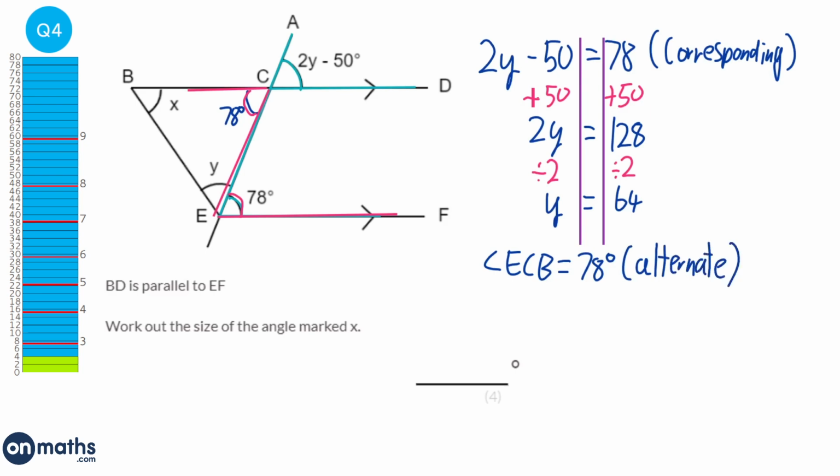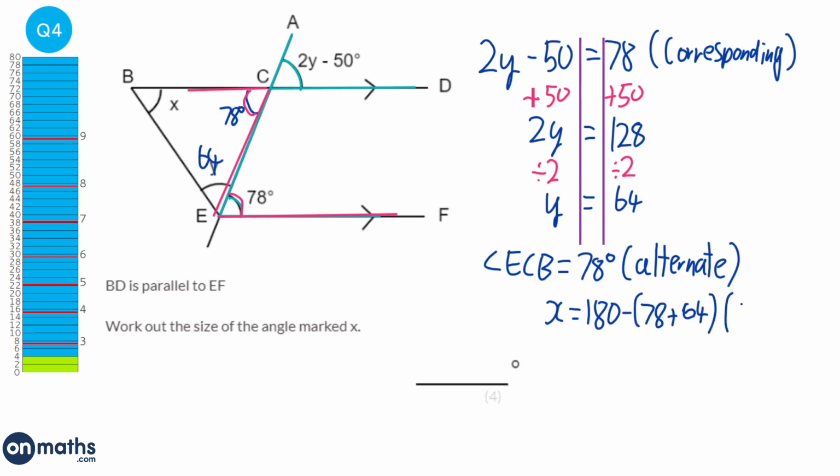And then finally, if we know this is 78 and we know that this is 64, because we know what y is, then we can work out what x is. So x equals 180, angles in a triangle, take away the 78 we know and the 64 we know.